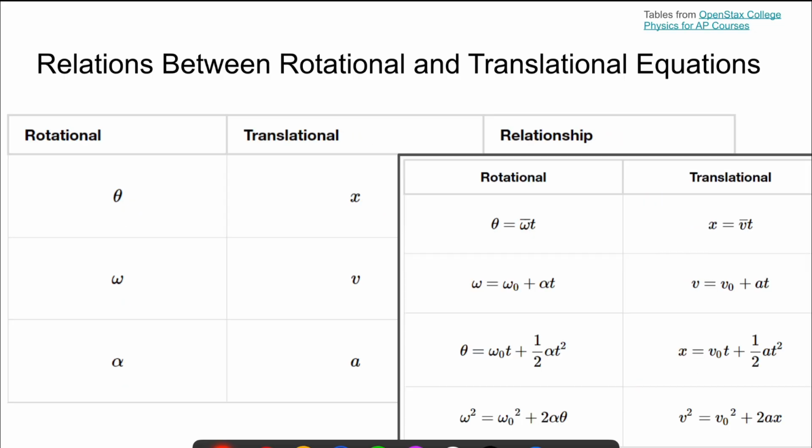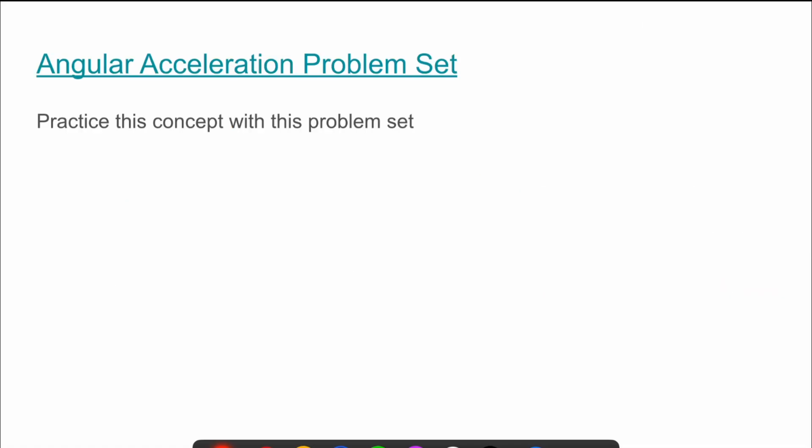And looking forward, we will eventually tackle some equations where we will take a look at rotational kinematics, and all of these are analogous to our translational kinematics, just exchanging the rotational variables for their translational variable equivalents.